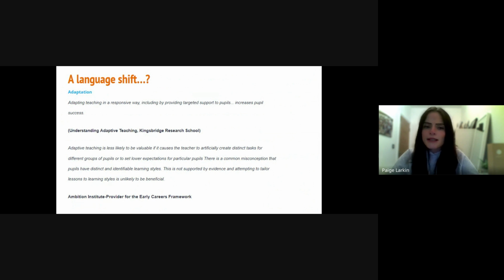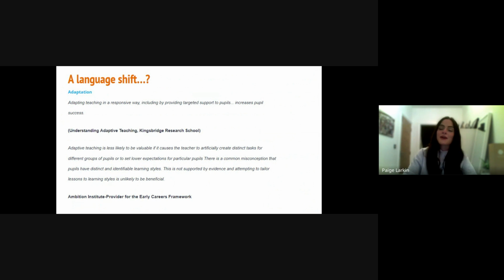There is a common misconception that pupils have distinct and identifiable learning styles. This is not supported by evidence, and attempting to tailor lessons to learning style is unlikely to be beneficial. Now, the reason I showed you that definition is because actually they've given you a reverse definition, haven't they? They've actually told you what adaptation isn't. They've said that it isn't something where a teacher sets different tasks for different types of students, and therefore that would set that lower expectation.